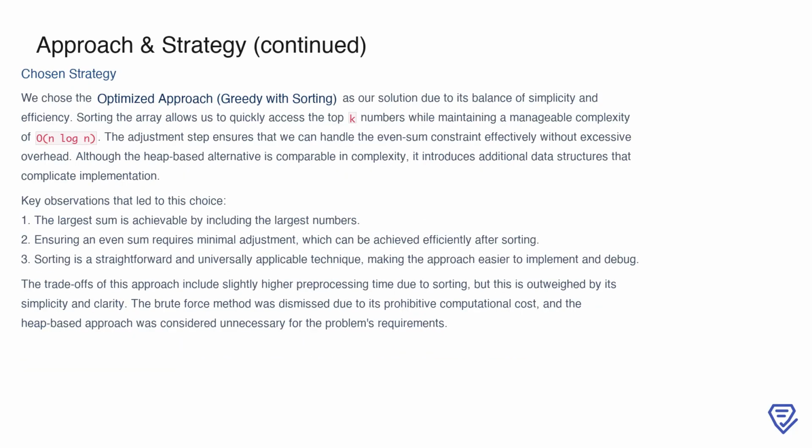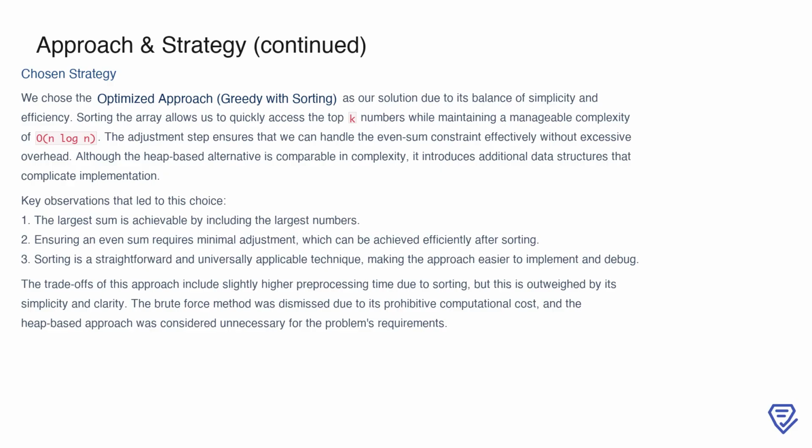Ultimately, the optimized approach with sorting was chosen as the solution for its balance of simplicity and efficiency. Sorting the array allows us to quickly identify the largest numbers, while the adjustment step ensures the even sum constraint is satisfied. The overall complexity of O(n log n) is manageable, and the approach is straightforward to implement and debug. The decision was guided by key observations.